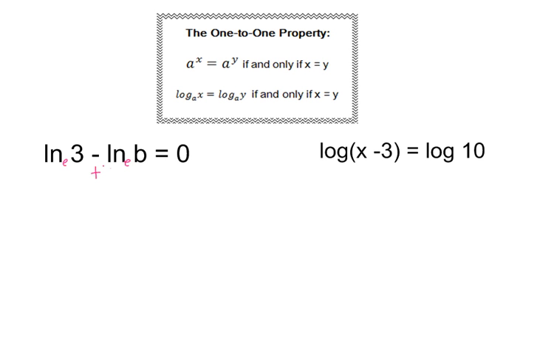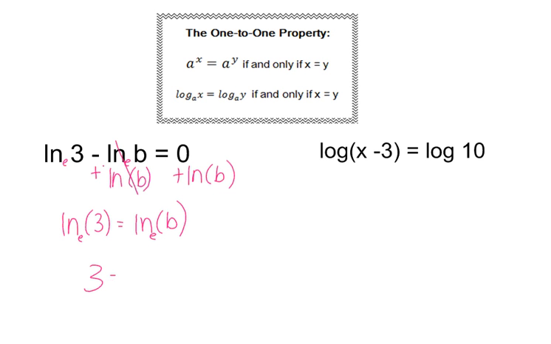All we're going to do is just scoot it over. Add the natural log of b to both sides. So we end up with natural log of 3 equals natural log of b. Now that I have like bases with my log expressions, essentially base e and base e, I can drop those to find b equals 3.